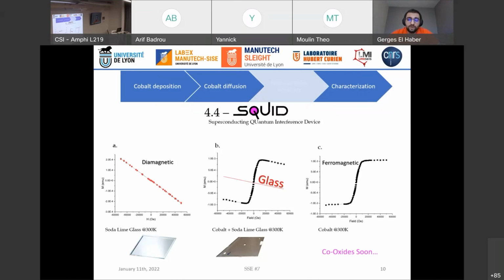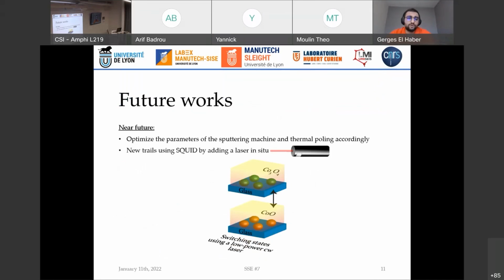We are now in the phase of investigating the cobalt oxide using the SQUID, so we hope to show you some results soon. For future work, I will be optimizing the parameters of the sputtering machine and the thermal bonding accordingly. And I will, of course, do some trials using SQUID by adding the laser to see the transition between cobalt oxides.